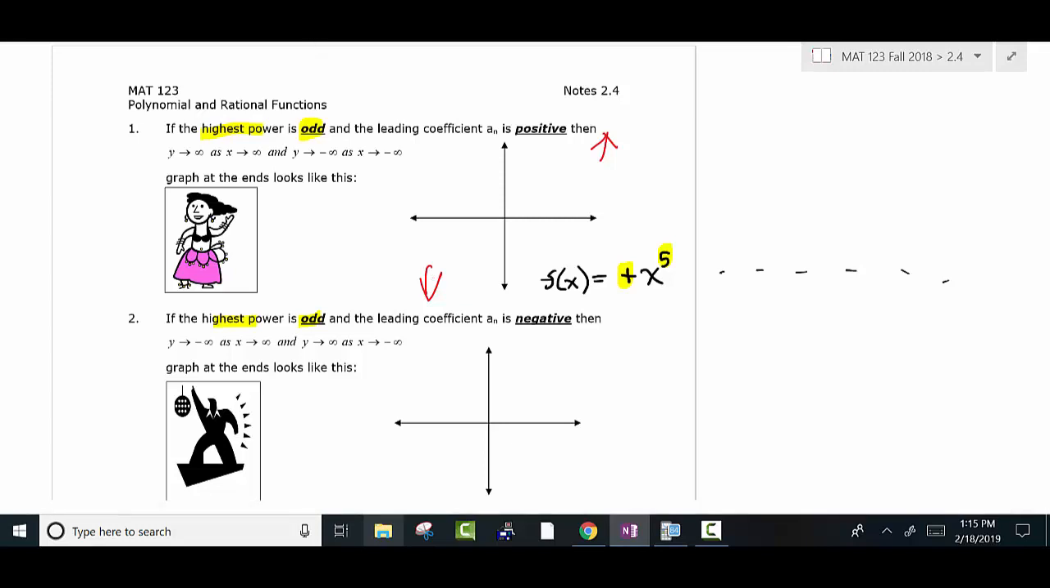That's what this dancer is showing you: the arms are showing you how the polynomial goes. It's like that. What comes past that, the x to the fifth, doesn't matter. Here's an example of the second one.